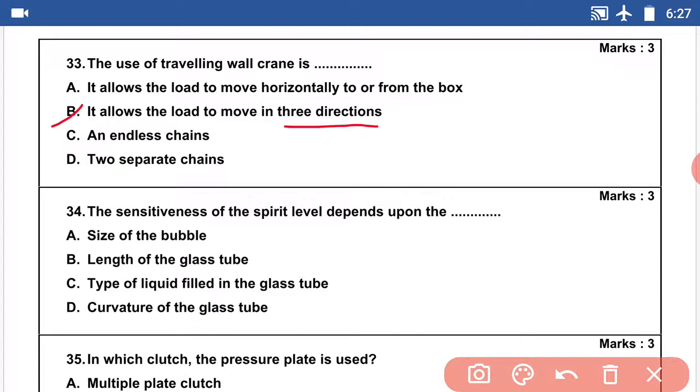The sensitiveness of the spirit level depends upon the dash. This question answer curvature of the glass tube. Option D correct answer. Curvature of the glass tube. Question number 35.